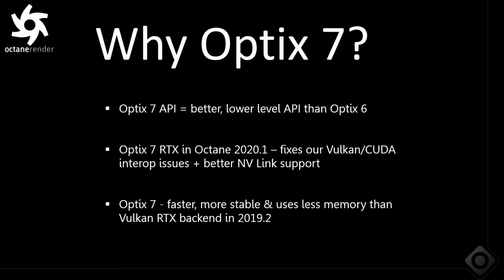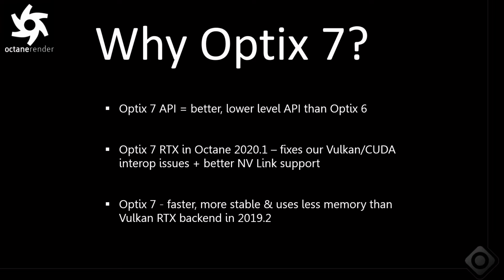So it was for that reason that we felt that OptiX 7 was the better choice towards the end of last year. It was actually a fairly quick decision, and we integrated OptiX 7 in really about 2 months, and it made it to 2020. And so all of our issues went away in terms of the Vulkan CUDA interop problems that we had. And so far, so good. I mean, everything in Octane 2020 with RTX really is stable. It runs great. It takes up a lot less memory.